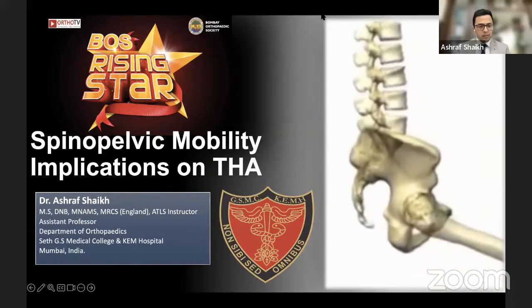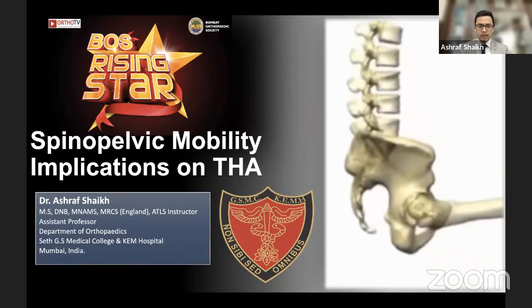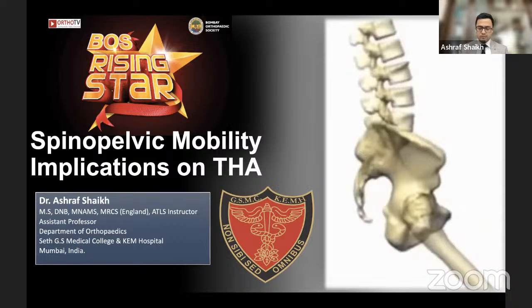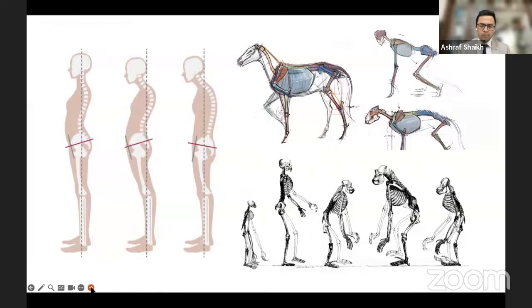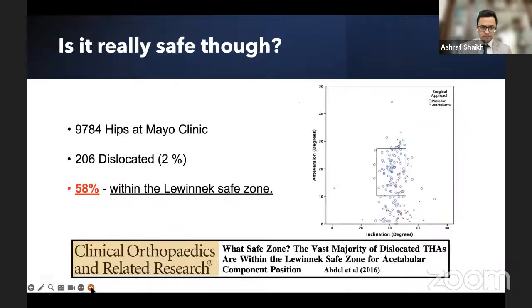Okay. Good evening, everyone. I am Dr. Ashraf Shaikh, Assistant Professor at Department of Orthopedics at KM Hospital, and I'm going to be talking on spinopelvic mobility and its implications on total hip replacement. So, man has come a long way from being quadruped to a biped animal, and we now know today that no two pelvis are the same. Going back 40 years, Levinek described the safe zone of acetabular cup placement, which was 40 degrees of inclination and 15 degrees of anteversion. It was considered the holy grail for acetabular cup placement till very recently.